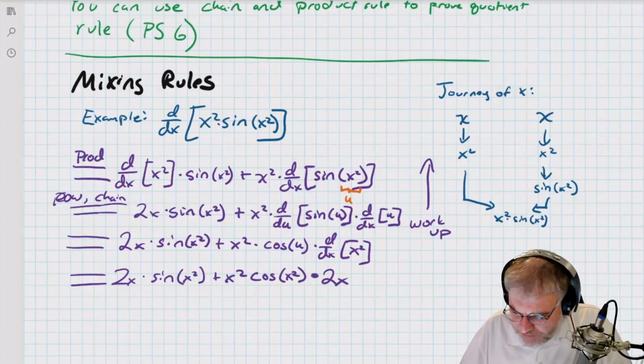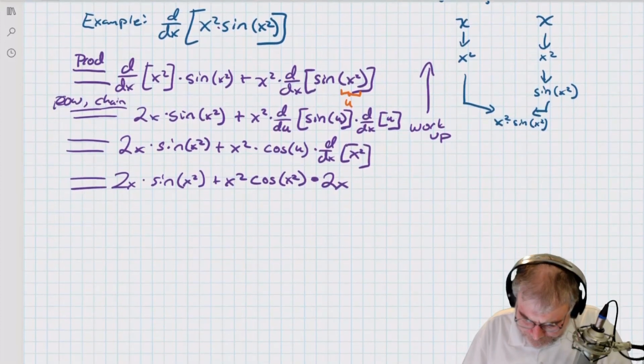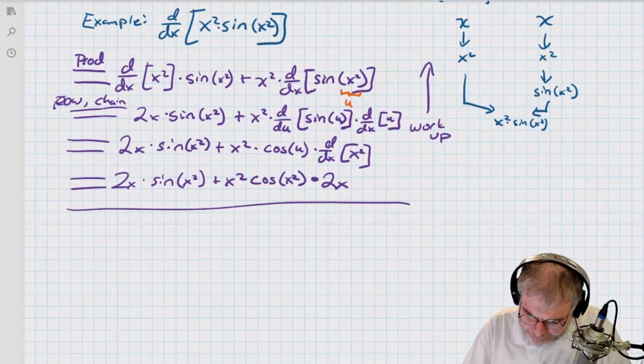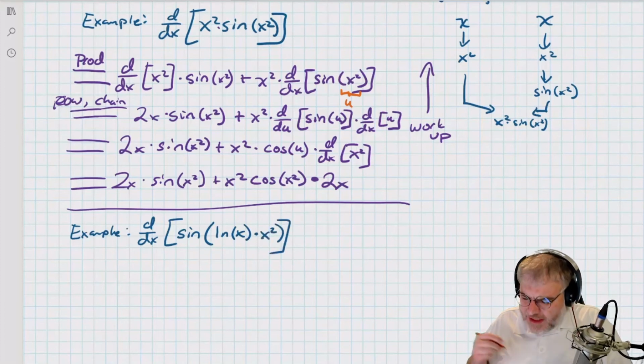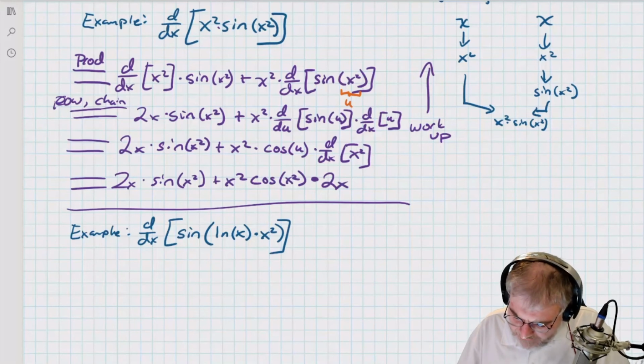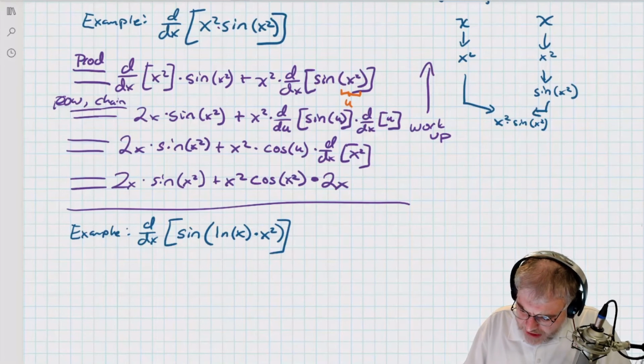Okay? Let's deal with another one. Now here's what the journey of x is. Look, I've got the same thing that happened before, right? I've got x in two places. So we need two x's.